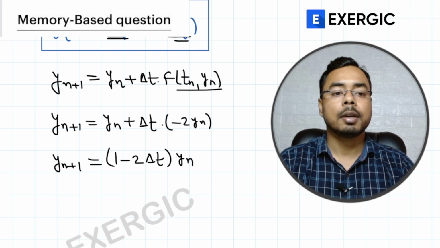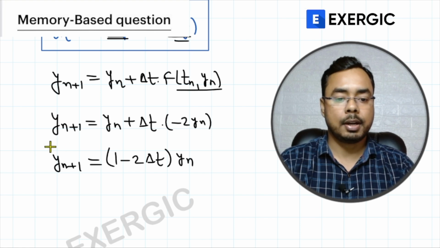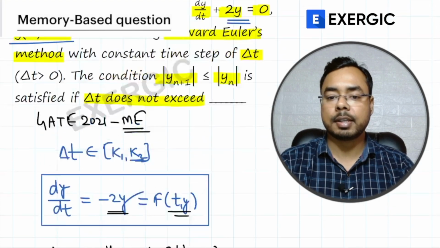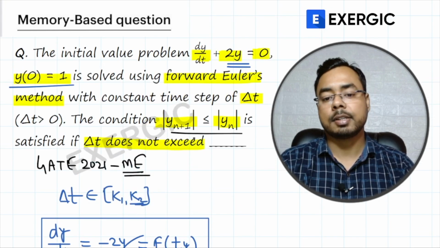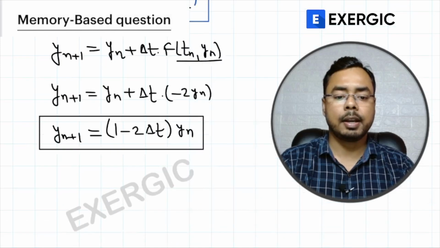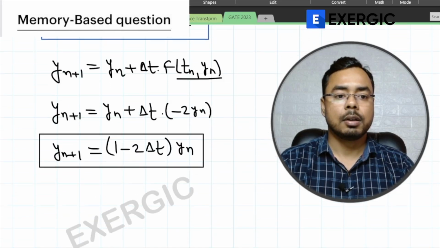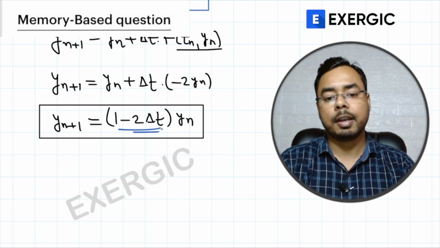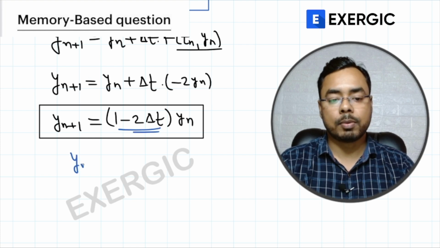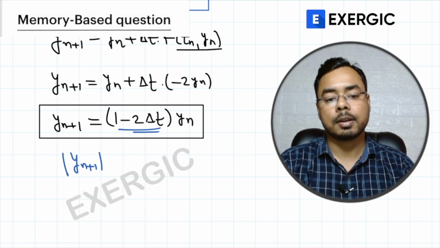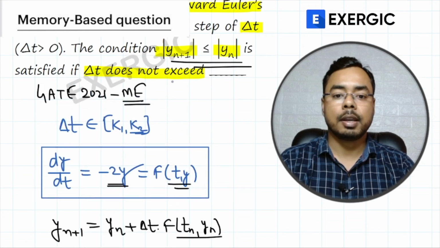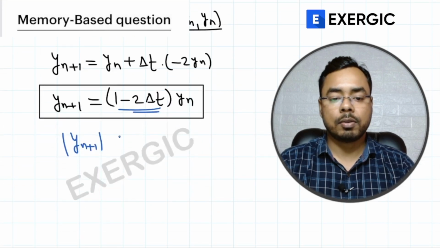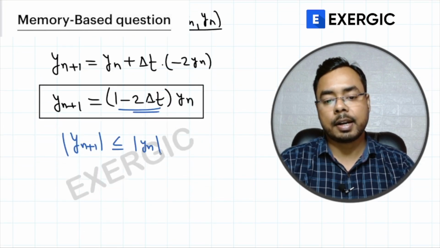y_{n+1} is (1 minus 2 times delta t) multiplied by y_n, right? Now see, in the problem itself it is given that this is the criteria for stability. Let me write the criteria here so that you can easily find the inequality. So here it is given that mod of y_{n+1} is less than or equal to mod of y_n. So now this is the relation that we have.